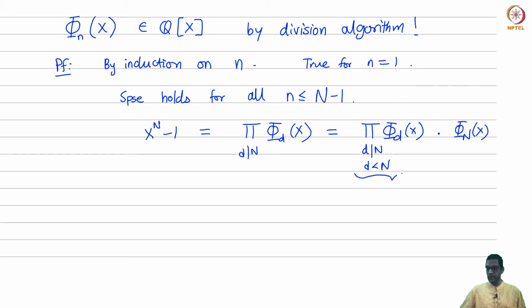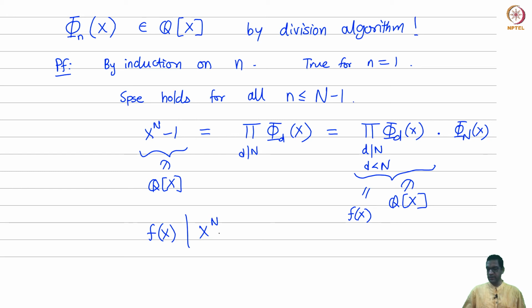Okay. Now by induction, I've assumed already that all the phi d's for d smaller than n are in Q[x], right? So this product is in Q[x]. In fact, it's in Z[x]. Now I know that phi n of x is just the quotient of these two polynomials. So I know this polynomial here, let's call it f of x, definitely divides x to the n minus 1 in C[x]. If you view everything as polynomials with coefficients in complex numbers, then f definitely divides the polynomial x to the n minus 1, and the quotient is exactly what we are calling phi n of x.